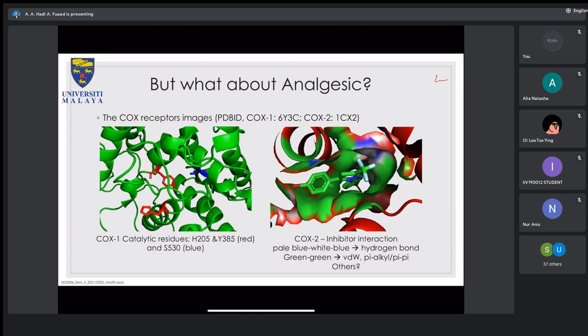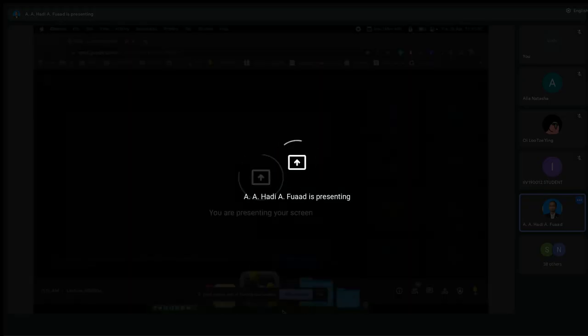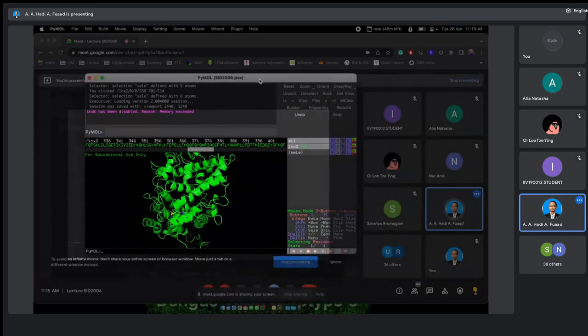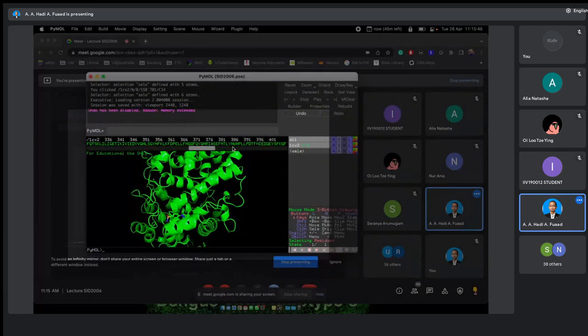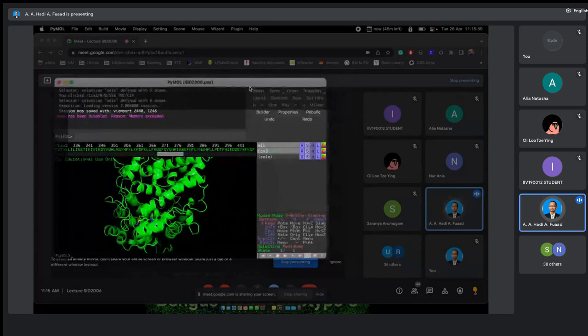Let me see. Entire window. Share now. Okay, so what I have here is a bit small. I hope you can see, because I'm actually recording this section.